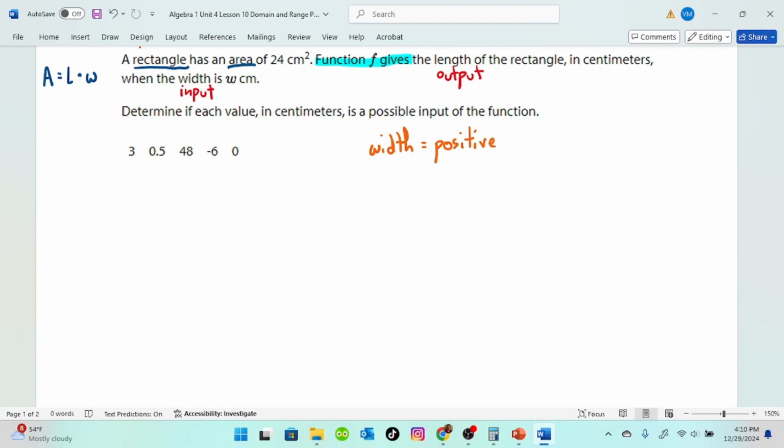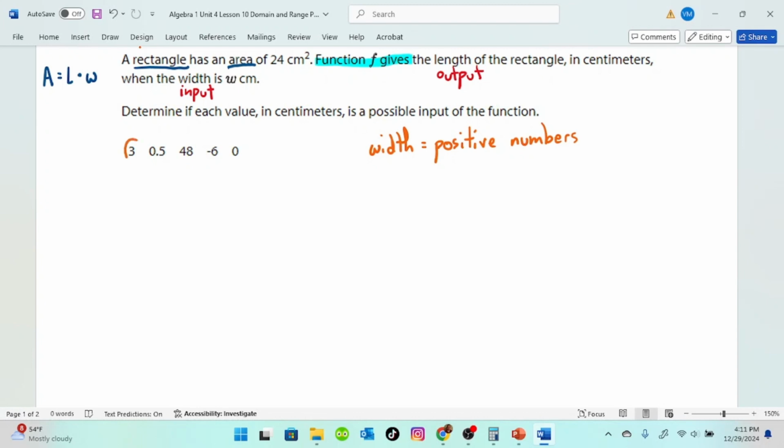But something that changes with this problem is that now we don't have to have whole numbers. I can have a rectangle that is 3.5 centimeters wide. I can have a rectangle that is 4.2 centimeters wide. We can have partial centimeters. So the only thing we need are positive numbers for the width.